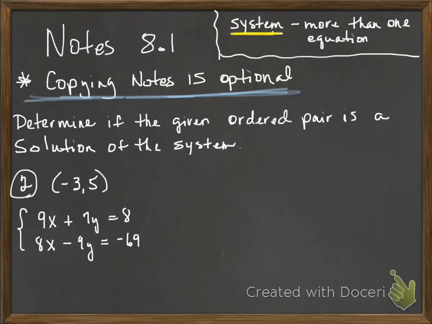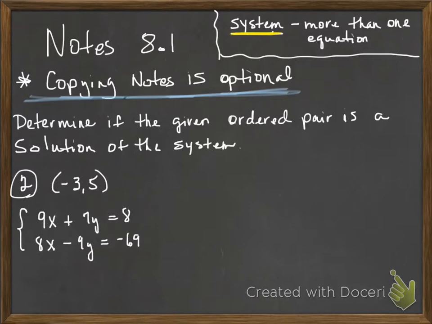Alright, in section 8.1 we're going to be solving systems of equations, and a system just means that we're going to have more than one equation to solve at a time. These notes are optional. You do not have to copy these down. I will not put them on Monday's notebook quiz, but I would like for you just to listen through the examples. So the first set of directions say determine if the given ordered pair is a solution of the system.